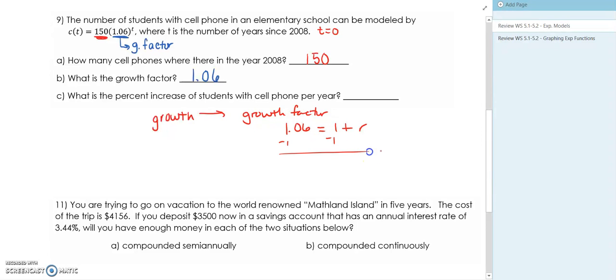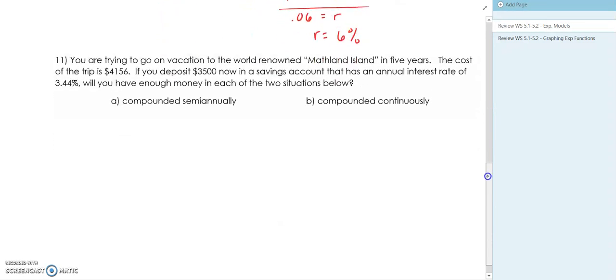But if you want to see the algebra behind that, we'll subtract 1. We're left with 0.06 equals the rate, and then we always want it as a percentage. So the number of students that have cell phones goes up by 6% each year. So remember, factor is the base of this exponential function, and the rate is what it's increasing by each year. They're a little different.